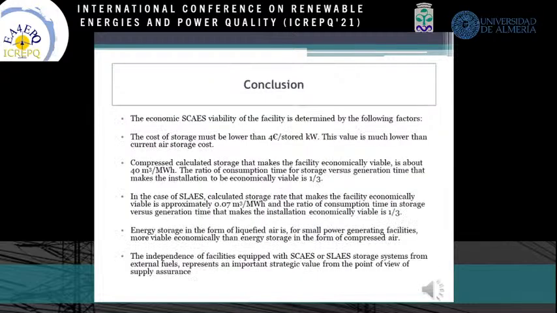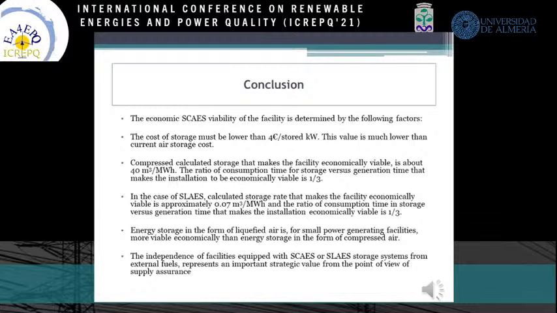As conclusions, we can say that the economic viability of the SKY facility is determined by the following factors. The cost of storage must be lower than 4 euros per stored kilowatt. This value is much lower than the current air storage cost. The calculated storage that makes the facility economically viable is about 40 cubic meters per megawatt hour. The ratio of consumption time for storage versus generation time that makes the installation economically viable is 1:3.